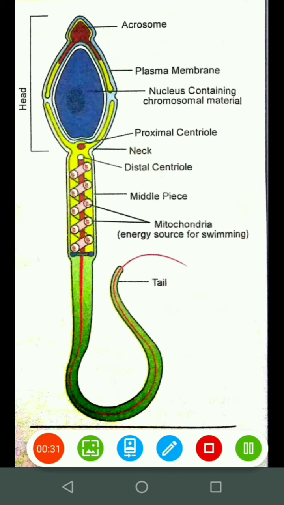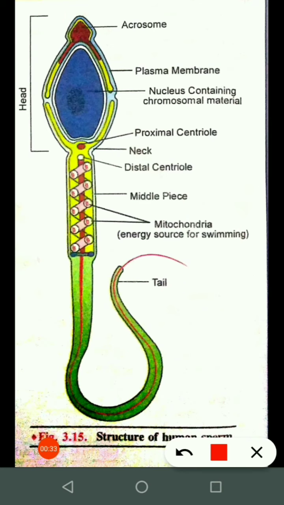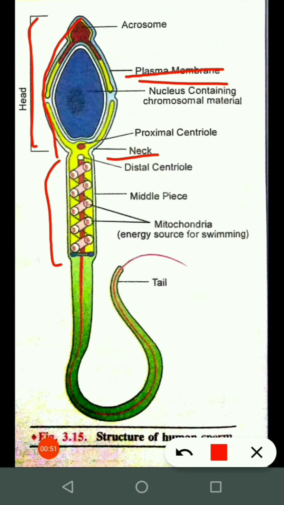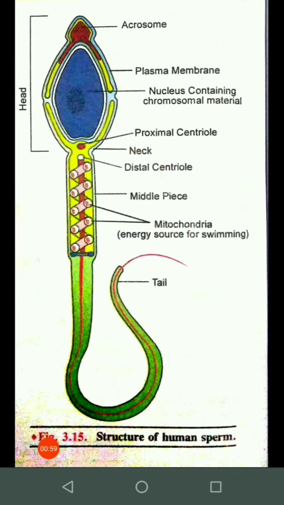First of all, the outermost structure which is present in this sperm is the plasma membrane. It is mentioned here. The outermost structure means the spermatozoa is enveloped by a structure which is called plasma membrane. Now the whole sperm has four parts: head, neck portion, the middle piece, and the last one is tail. So this is how the whole sperm is divided into four parts.